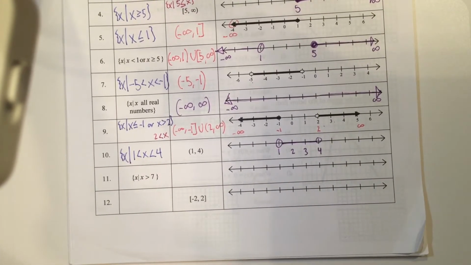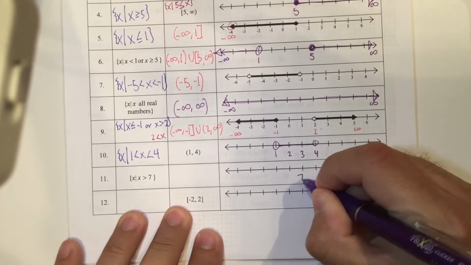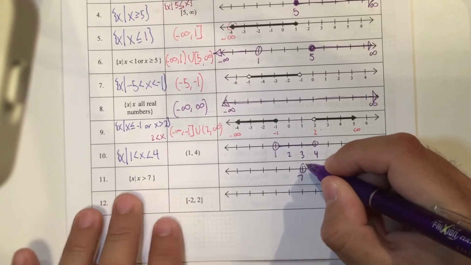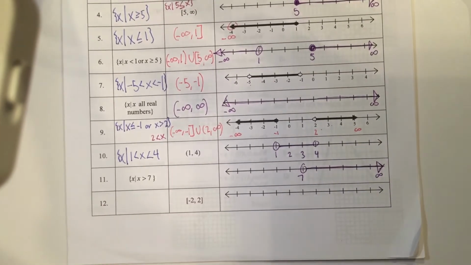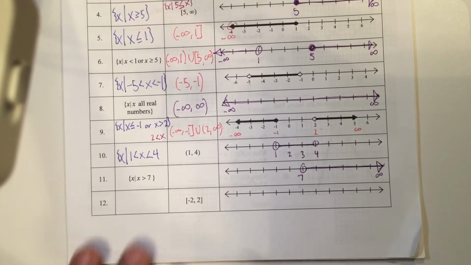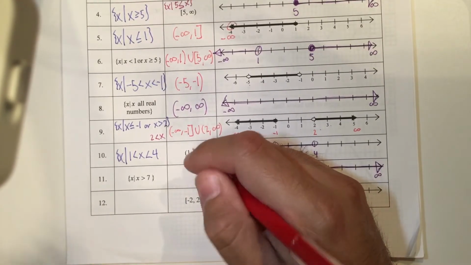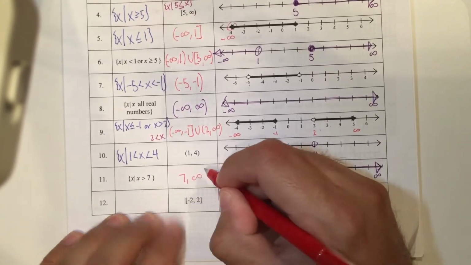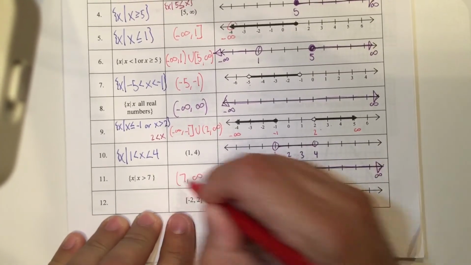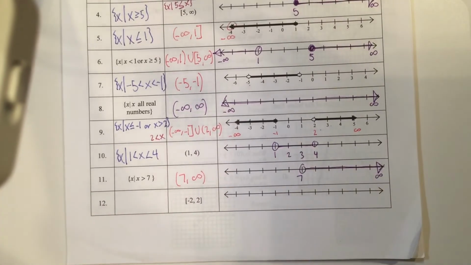All right, on to number 11, x is greater than 7, so put a 7 here. Open circle because it's not equal to. Numbers greater than 7 head towards infinity. And for my interval notation, it's going to be from 7 to positive infinity. Smallest to largest. This is an open circle. That's parentheses. Infinity, always parentheses.